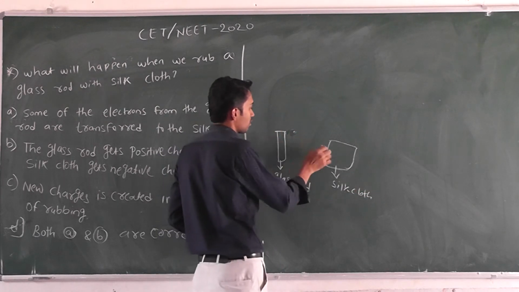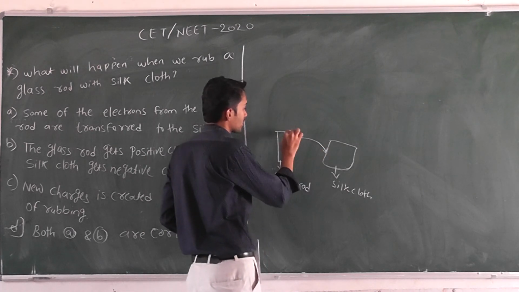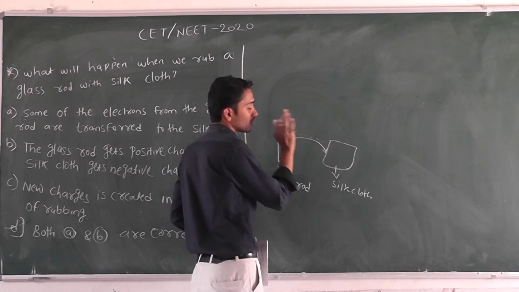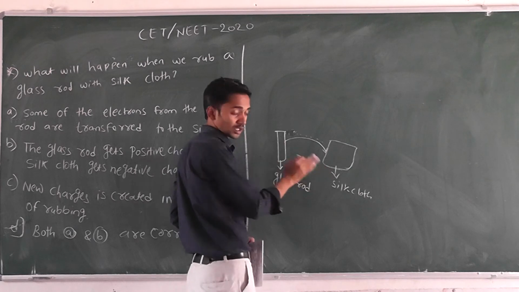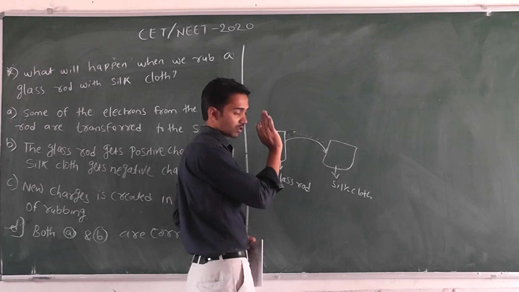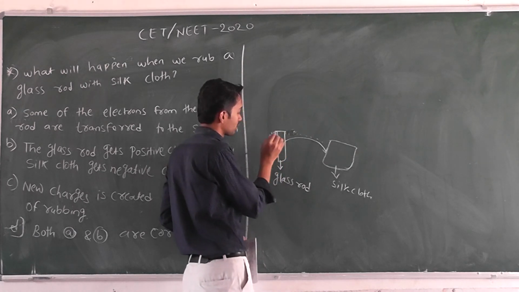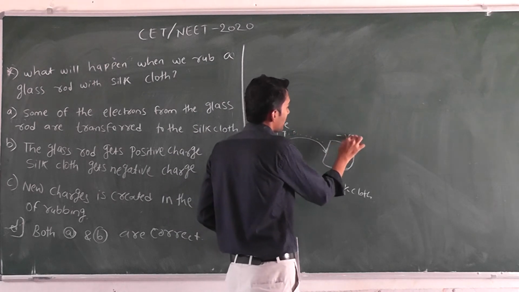When we rub a glass rod with the silk cloth, what happens? Some of the electrons are moving, which means the negative charges are moving from glass rod to silk cloth. The electrons are transferring from glass rod to silk cloth. So the glass rod will become a positive body. The silk cloth will become a negative body.